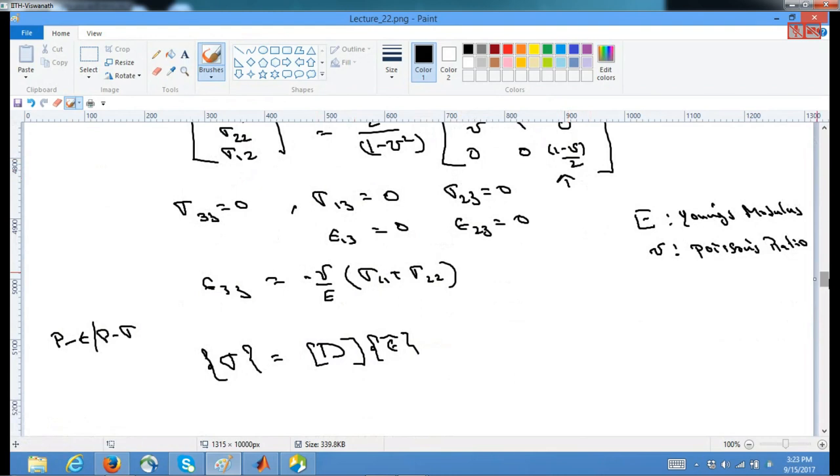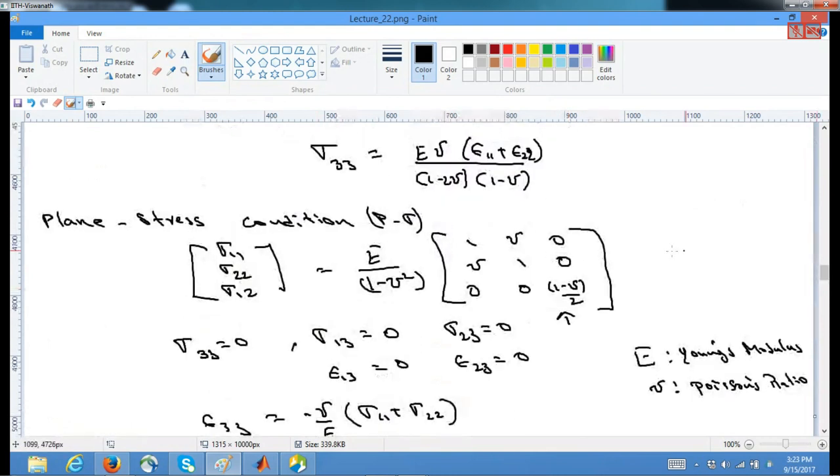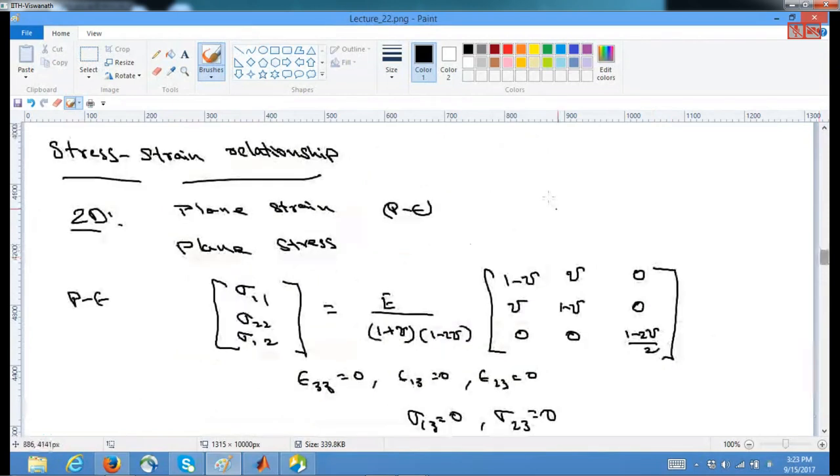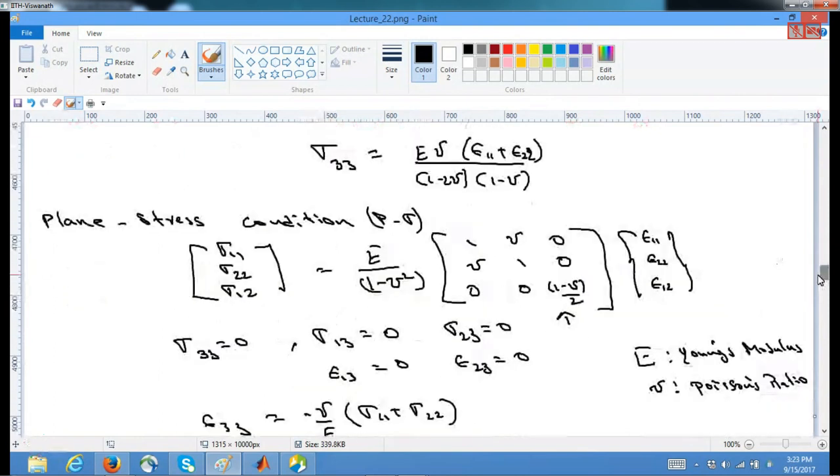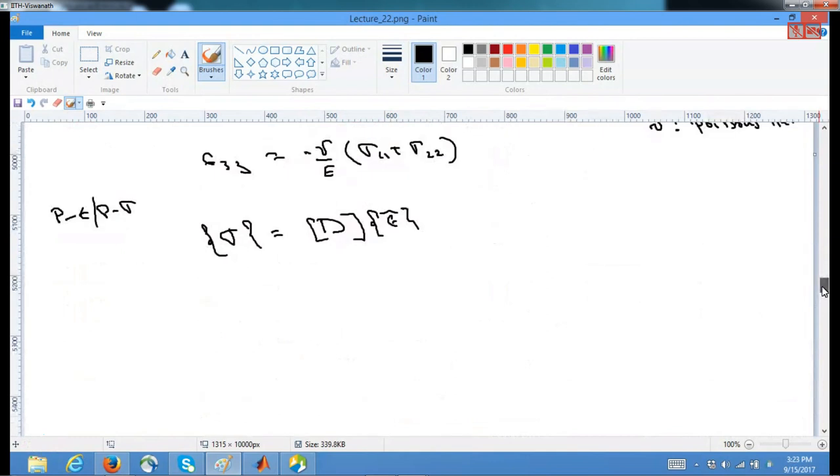I'm sorry about that, I missed something here. Here I need to write the strain vector epsilon 1 1, epsilon 2 2, epsilon 1 2. So this is the D matrix for the plane strain, and this is the D matrix for the plane stress. So now we have the plane stress condition.